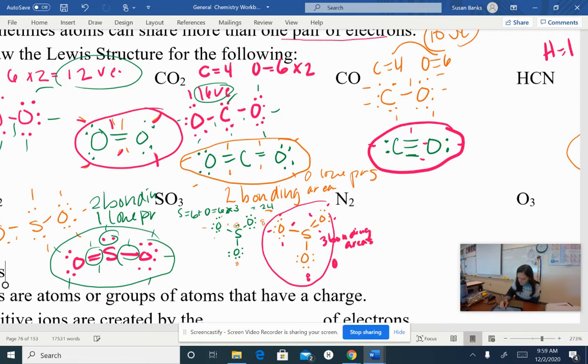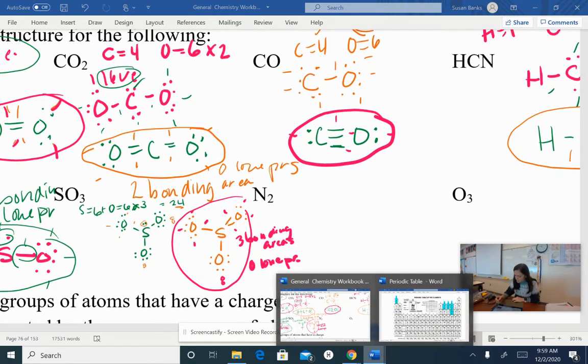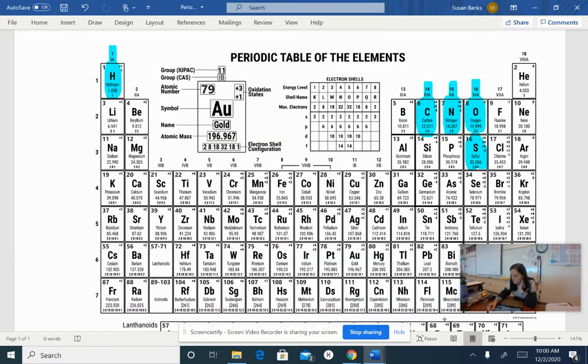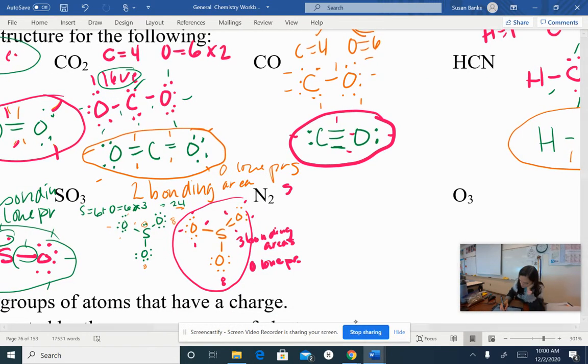And we have 0 lone pair areas on that. Okay, now let's do nitrogen. Nitrogen is also what we call diatomic because it comes in groups of 2. Nitrogen, we have 5 valence electrons here with nitrogen. And I've got 2 nitrogens. So I've got 5.